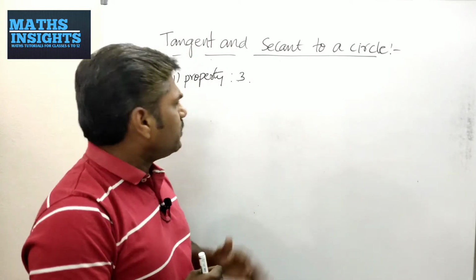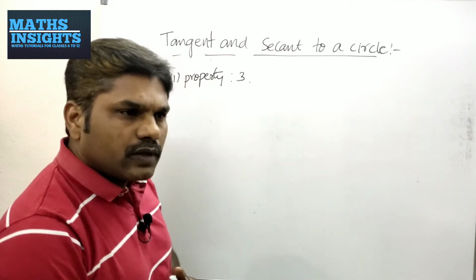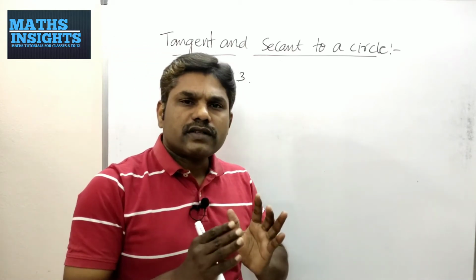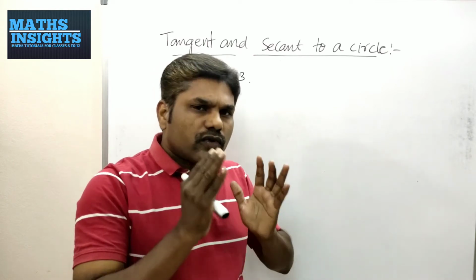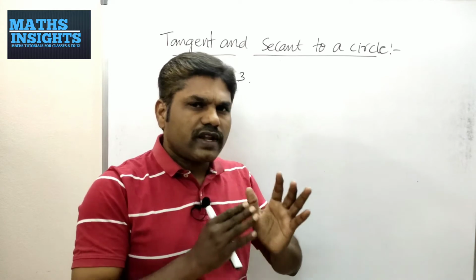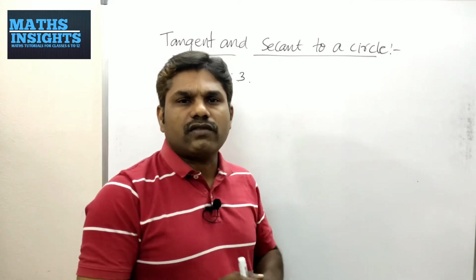If you see the property number 3, if you have drawn 2 tangents onto a circle from an external point, then the lengths of those tangents are always equal.